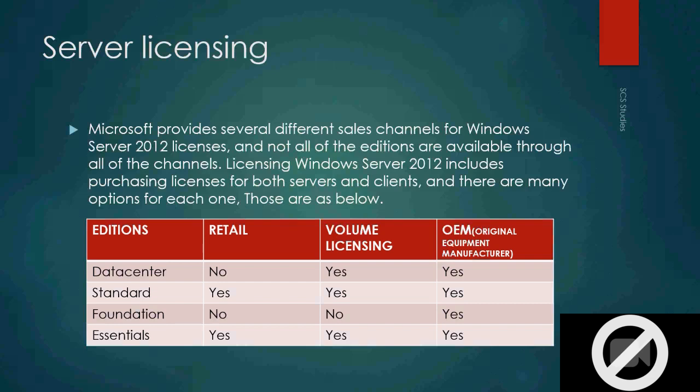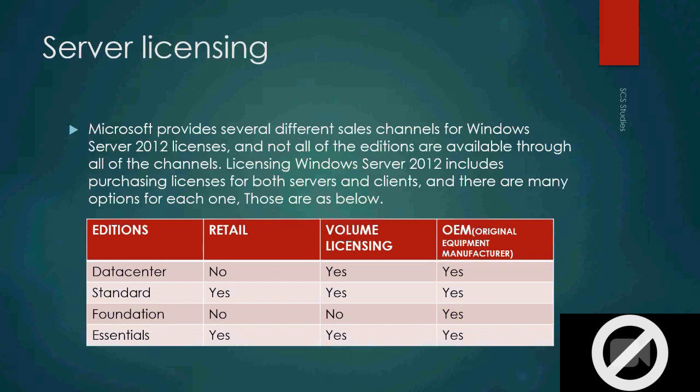The first thing we have to mention here is the editions. If you want to purchase a Datacenter Edition, you can go to the volume licensing portal, or you can get the license from the OEM. But you cannot get the license from a retail shop in your locality. They cannot give you the data center license. So if you decide to purchase a data center edition, you have to know where to go to find the licenses.